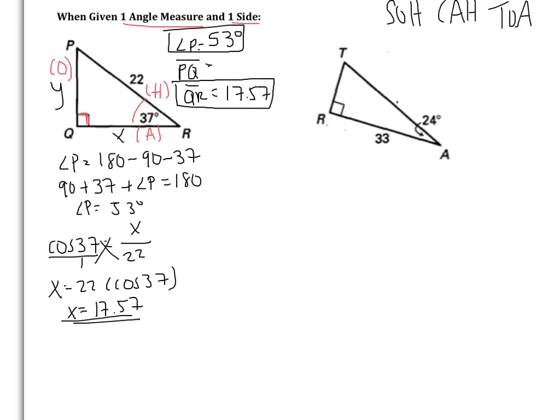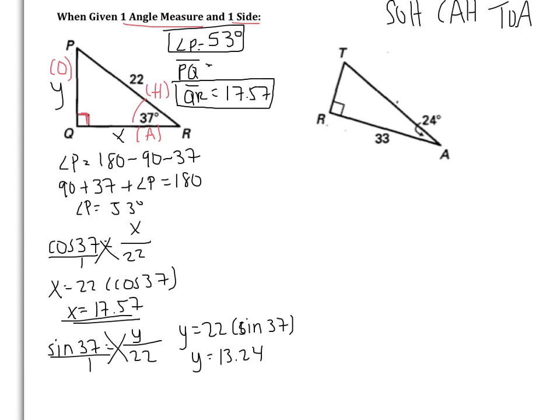Okay, PQ then, I'm looking for y, so I'm going to ignore x. If I ignore x, I have the opposite, and I have the hypotenuse, which is going to be sine. So this time I have the sine of 37 equals opposite, which is y, over hypotenuse, which is 22. I'm going to do my cross products. I have y equals 22 multiplied by the sine of 37. In this case, I get y to be 13.24. Y on my figure is PQ, so PQ is 13.24.